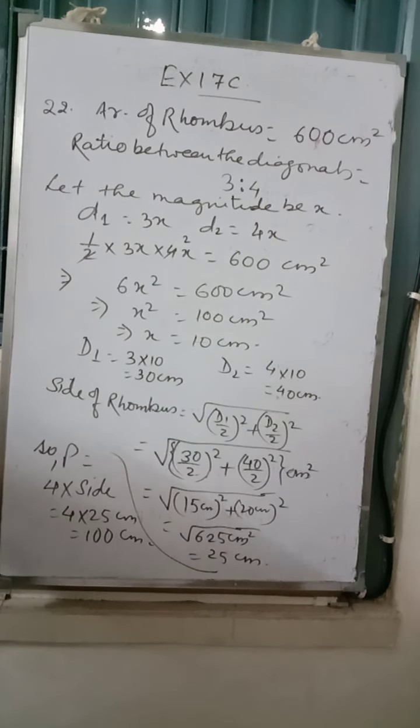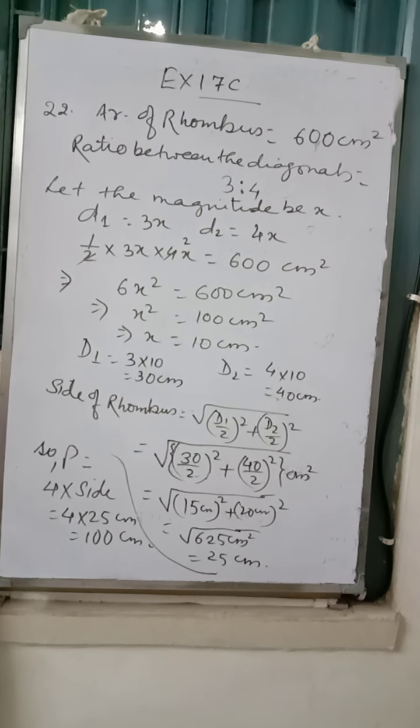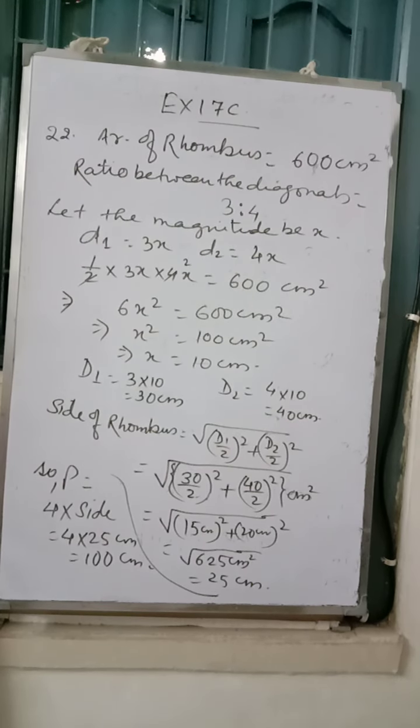It's the same thing. Question number 20, 22, 19, 18. Everywhere you have diagonals and you have to find the perimeter. So we can use this. Because we know diagonals are bisected at 90 degree. So the side would be under root of half of the diagonal's whole square when we add. By this we finish exercise 17C.